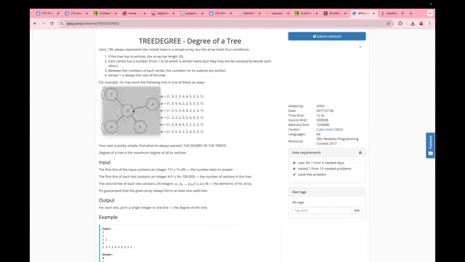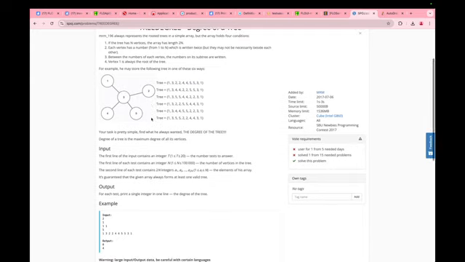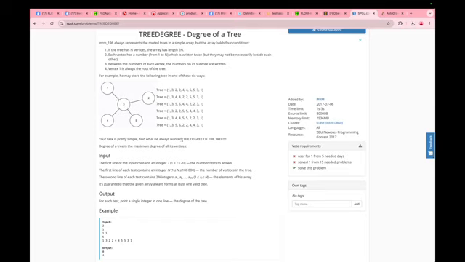Because if we understand the problem, how it is represented and how we can deduce the tree back from the array, half of the problem will be solved. And then we can understand how to approach the problem. Okay, what we have to find in this given tree is the degree of the tree.